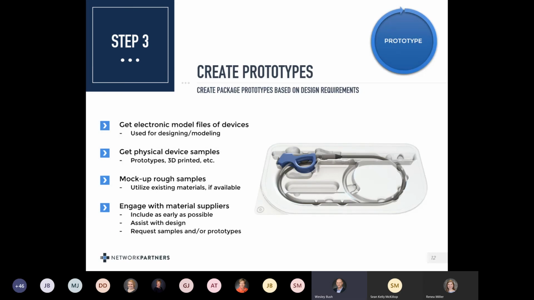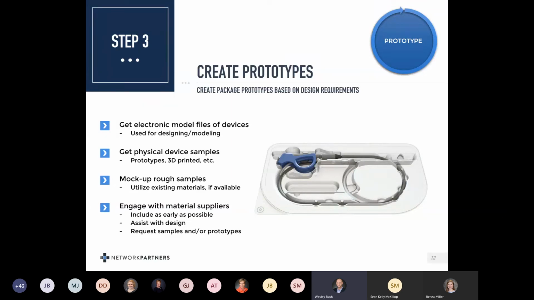So now that you've got some design requirements and some design concepts determined, you're now able to go into the prototyping phase. What you're generally going to do is use electronic model files of the actual devices for some initial designing and modeling. But ultimately, you really want to get your hands on the actual physical device samples themselves. This could be prototypes, 3D printed components, or ideally the actual devices themselves.